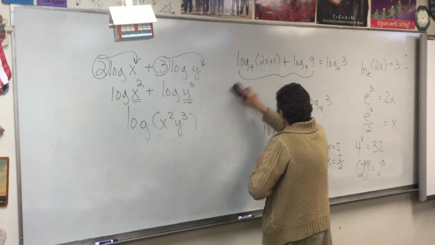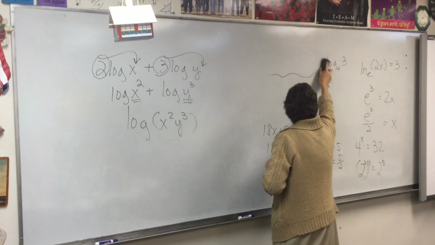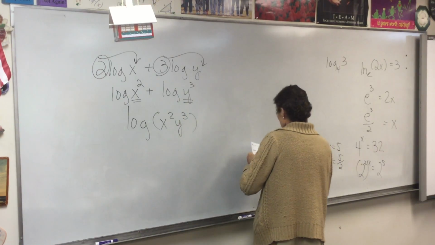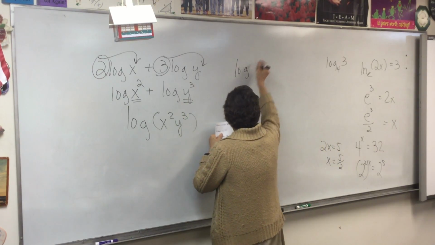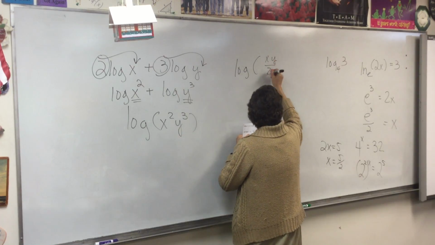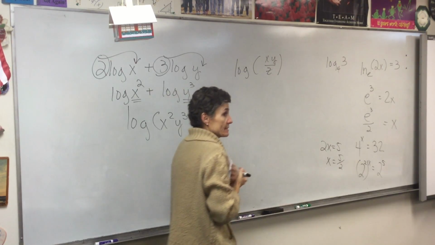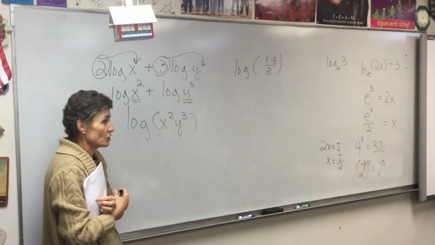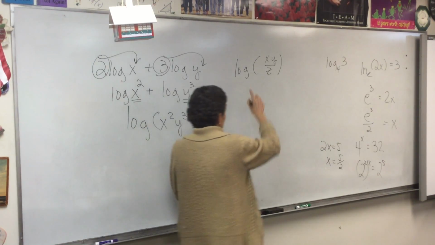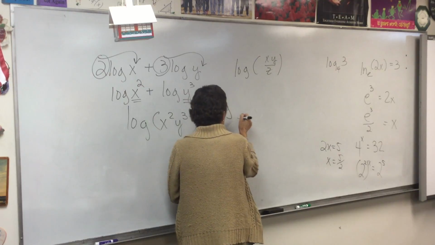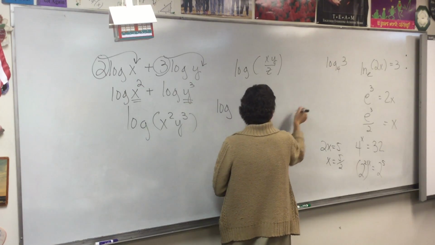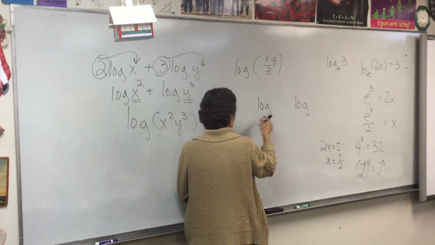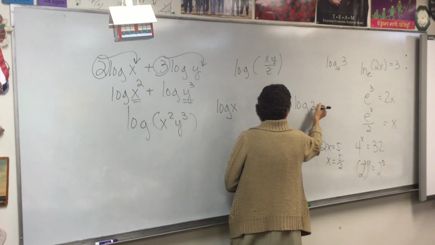Now 6 is the exact opposite of that. I want you to pull it apart. There's 3 letters, so I want you to have 3 separate logarithms. You're going to have one for each letter: a log x, a log y, and a log z.